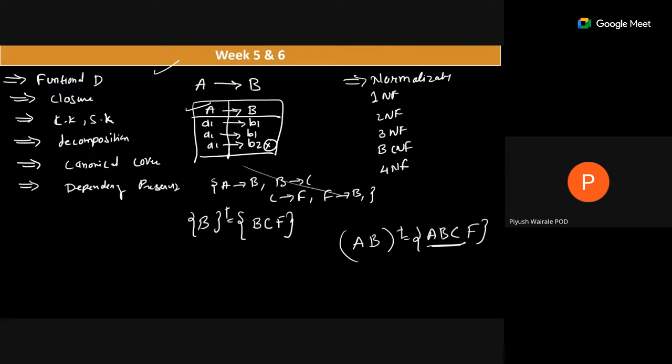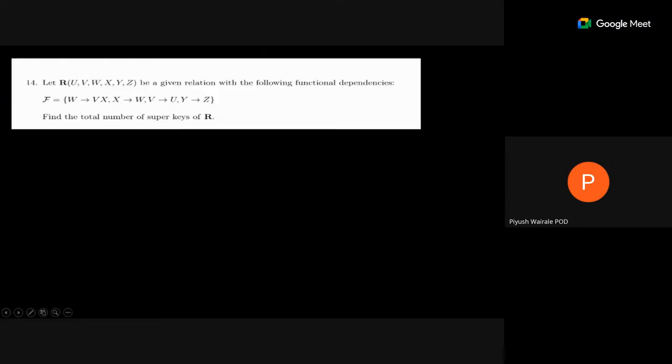So you should know the concept of functional dependency. You should know how to find the closure in order to find the candidate key, right? Now let us take one example. Here we need to find the total number of super keys, but first we'll find the candidate key. Now tell me, what is the candidate key here?